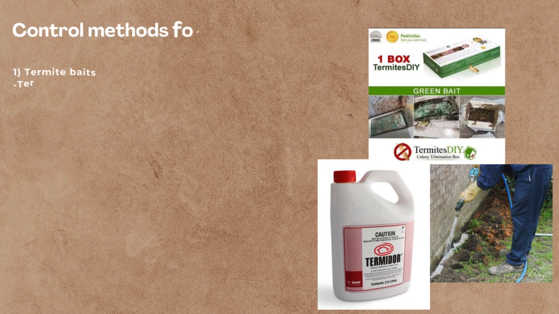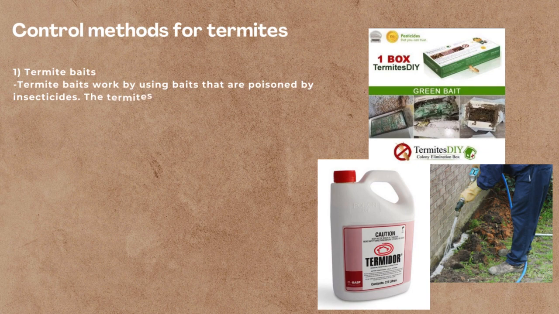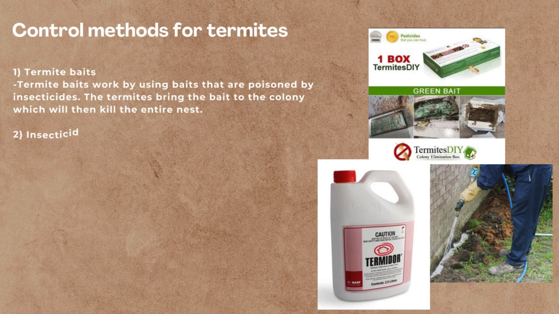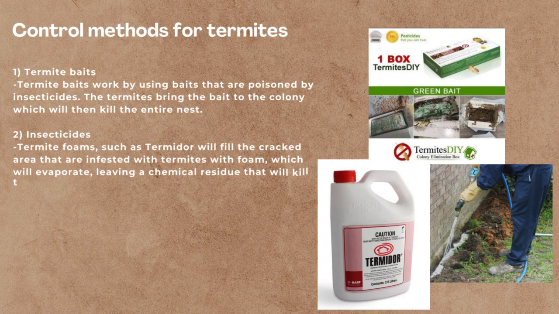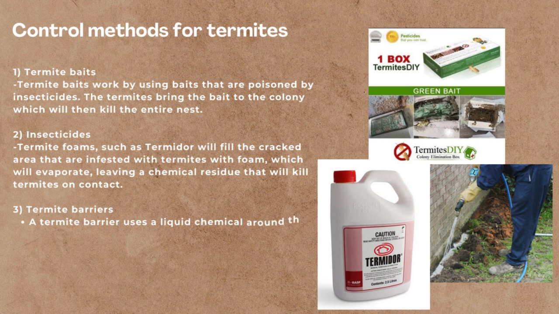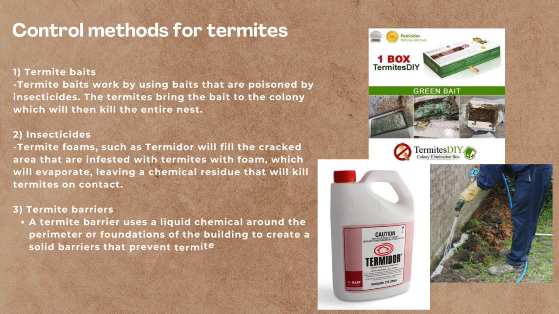For the control methods for termites, the first one is termite baits. Termite baits work by using baits that are poisoned with insecticides. The termites bring the bait to the colony, which will then kill the entire nest. For the second one, insecticides. Termite foams will fill the cracked areas that are infested with termites with foam, which will evaporate, leaving a chemical residue that will kill termites on contact. Last but not least, termite barriers. Termite barriers use a liquid chemical around the perimeter or foundations of a building to create a solid barrier that prevents termites from nesting.